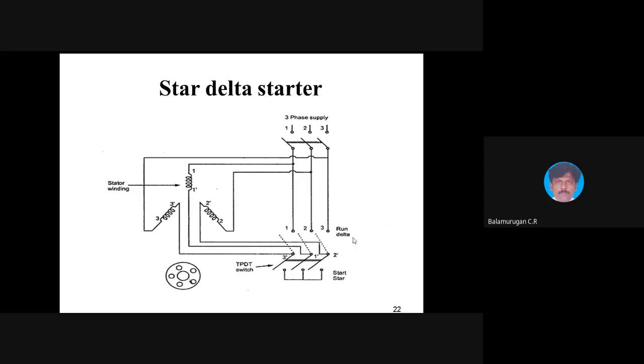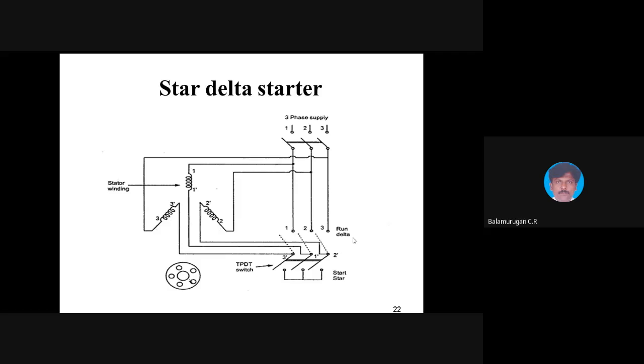During the running condition, if you change over the switch towards the upper side, then that is the run condition. The stator winding will be delta connected. So during starting condition, it will start as a star connection. During running condition, it will be converted to a delta connection.